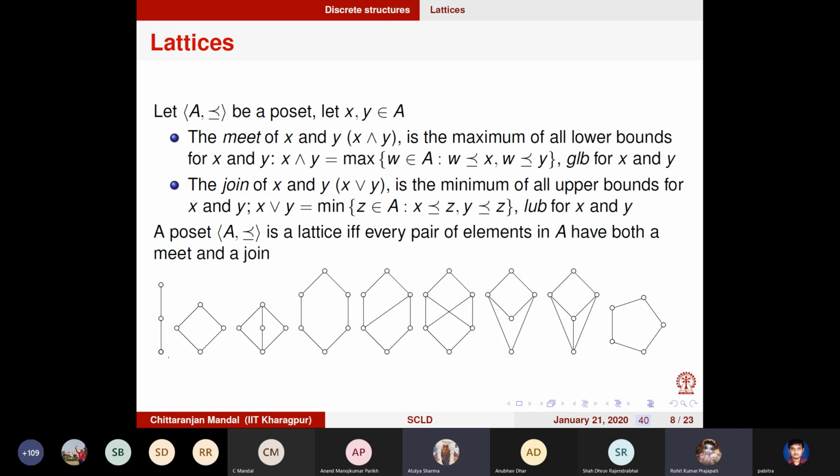What do you mean by planarity? Planarity means you can draw it on a plane without intersecting edges. This one is planar? Yeah, of course. This one is planar.